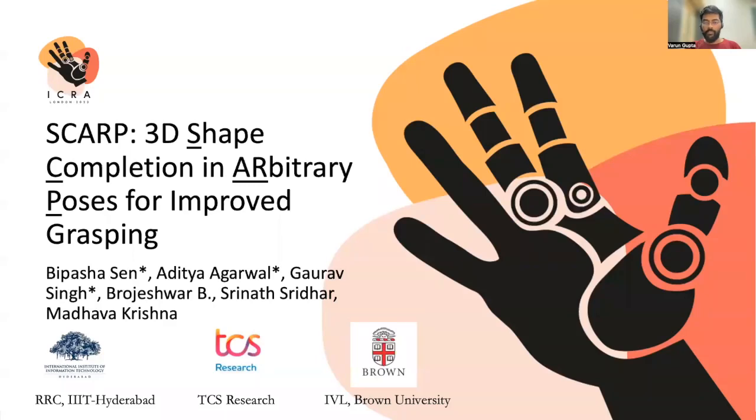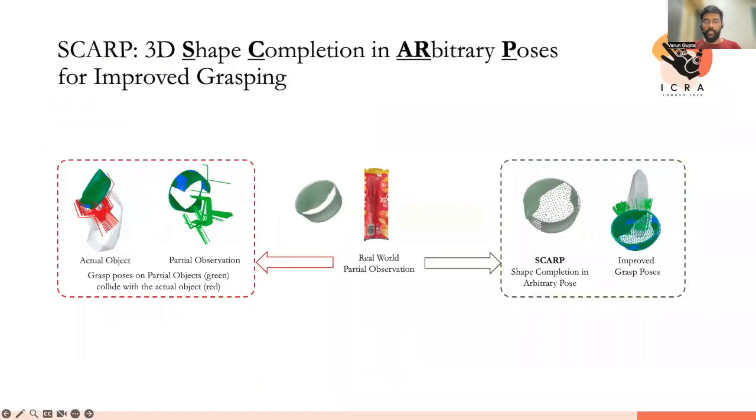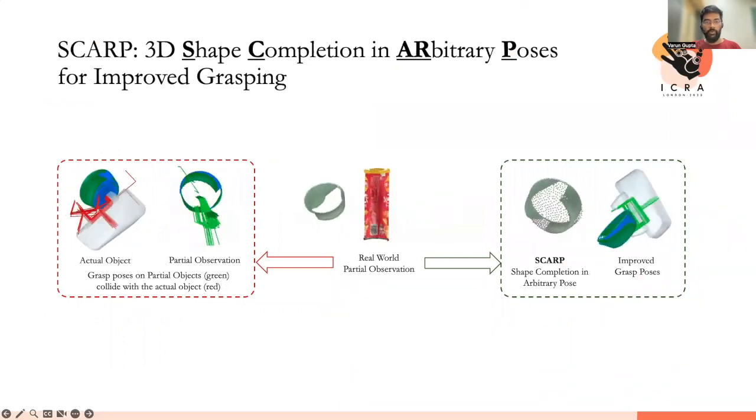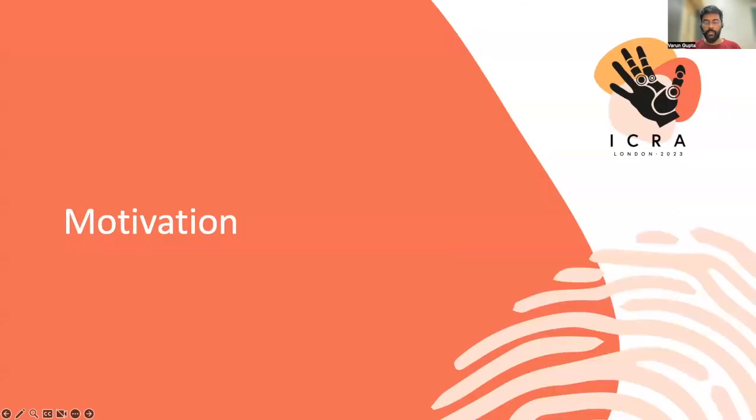Welcome to our paper, SCARP: 3D shape completion in arbitrary poses for improved grasping. 3D shape completion aims to recover the full 3D shape from a partial view of the object or scene.